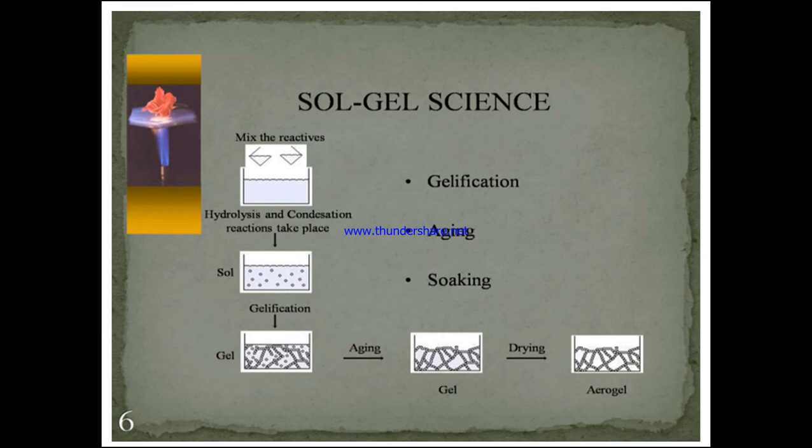So this sol is kept undisturbed for some time. When we keep it for some time, due to the aging, the sol will convert to the gel. The gel that we get will be in a homogeneous condition. Gel is nothing but the formation of metal oxygen bonds by the polymerization process, so that the nanomaterial is formed here.